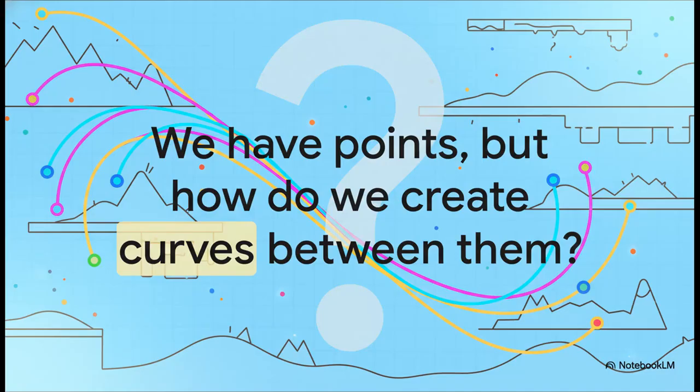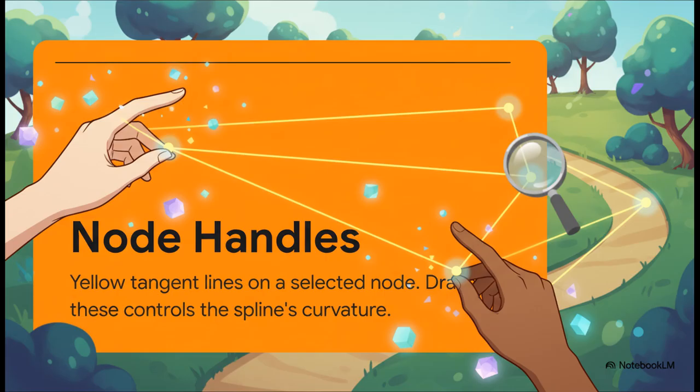So yeah, that's the million-dollar question, isn't it? We've got these points, these nodes, that make up the outline. But how in the world do we get those smooth, natural curves that a game like this absolutely needs? Well, the answer is all about these things called node handles. When you click on any single node, you'll see these 2 yellow lines stick out from it. These are your tangent handles, and they are everything.